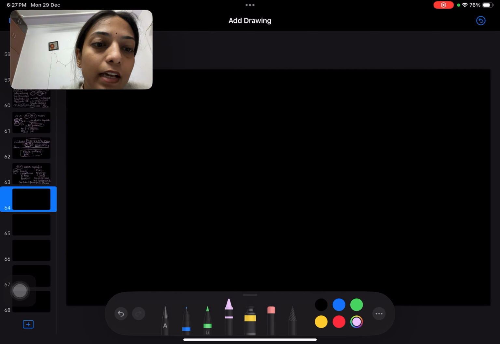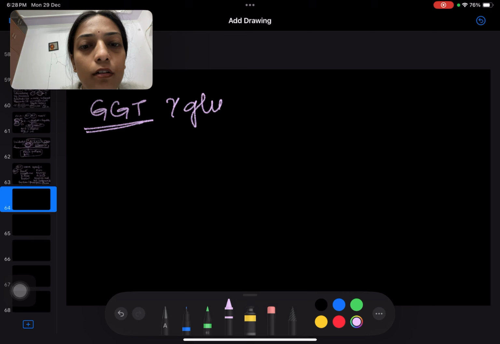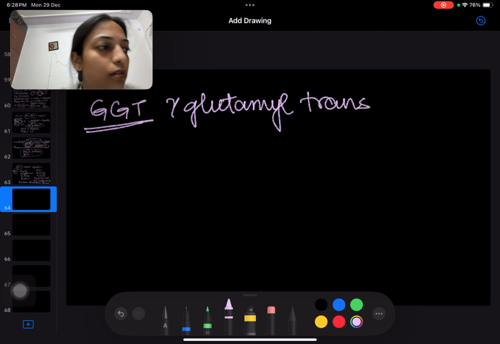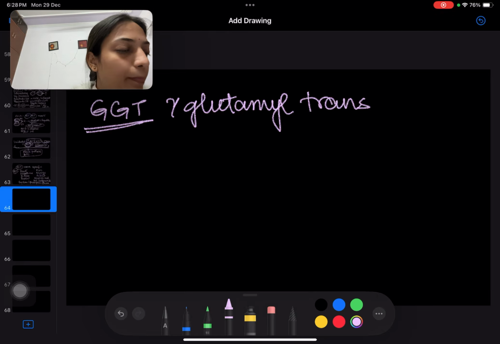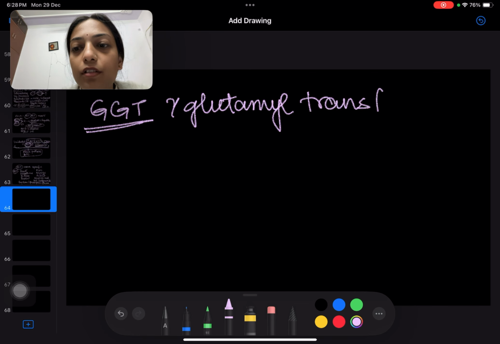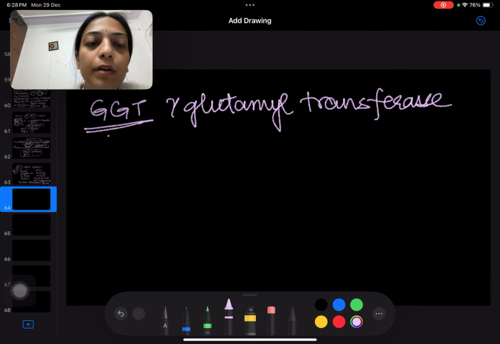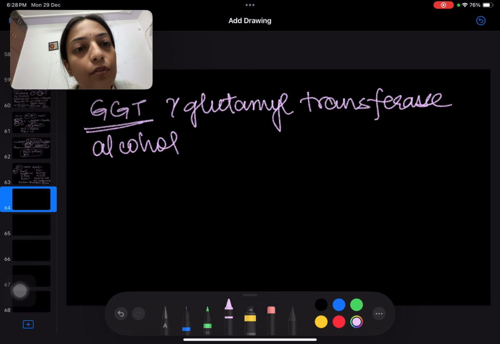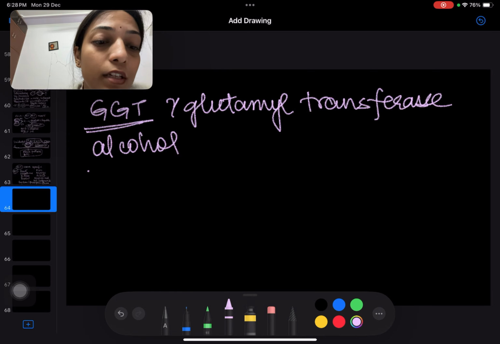Next enzyme was the GGT. So GGT is what? Gamma glutamyl transferase. It is stimulated by alcohol most importantly. So in alcoholic hepatitis, or patients who are chronically on alcohol, who consume alcohol very regularly, they may have GGT raised, right?